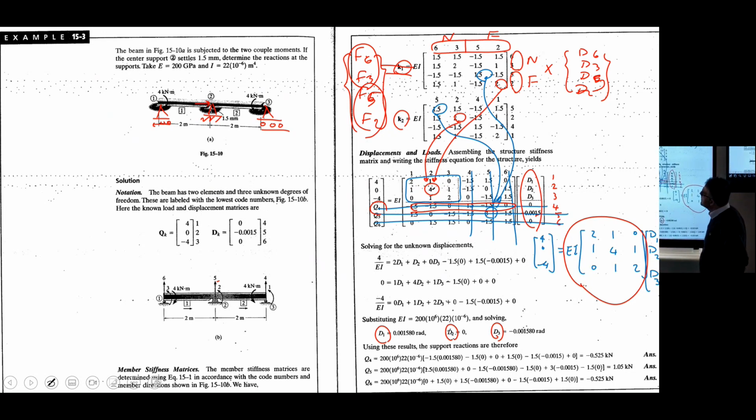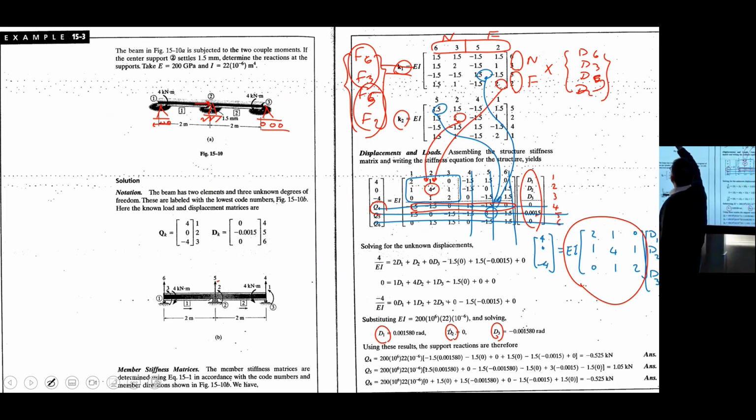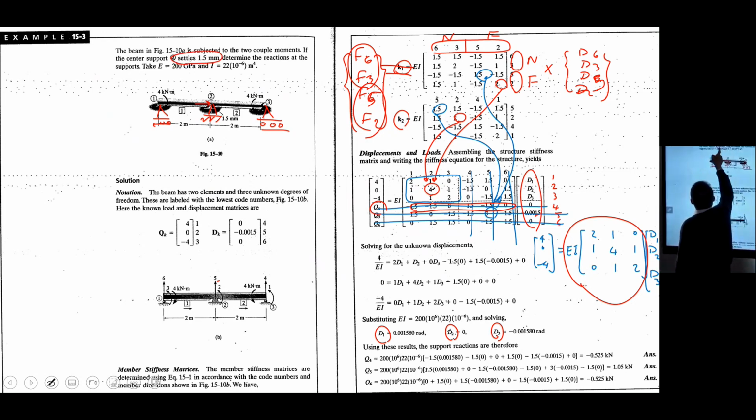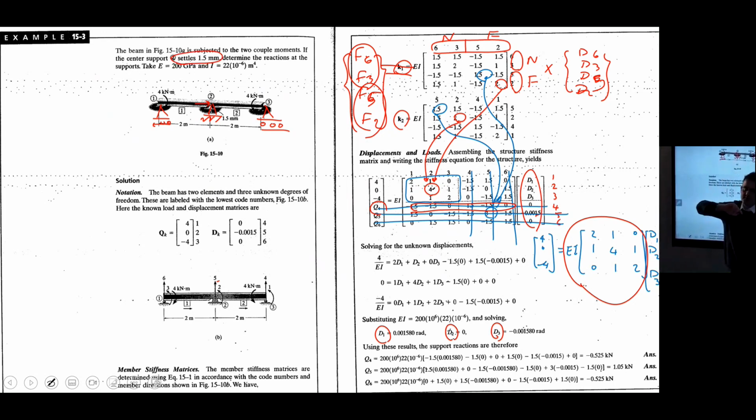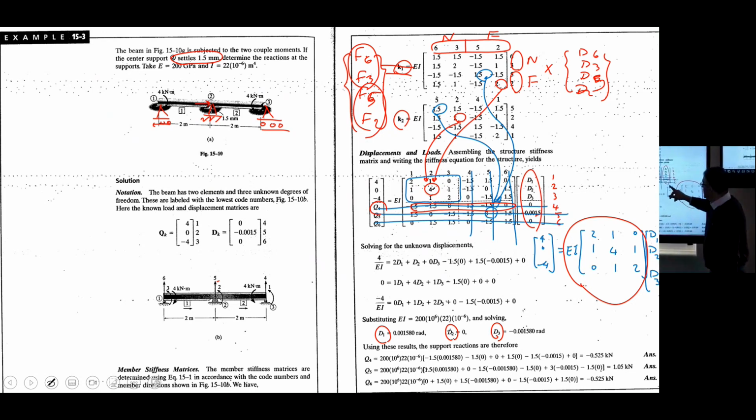Oh, sorry, it has something. It has settlement. No, it's not very small. It has a settlement here. It has a support settlement. That's why I didn't see that at the beginning. These are not all 0.